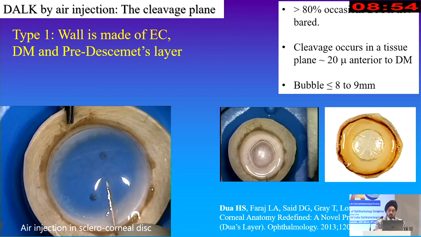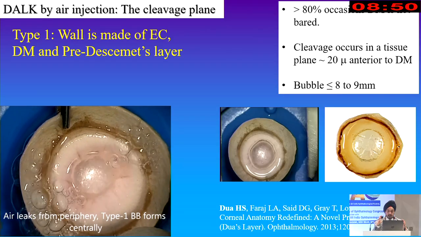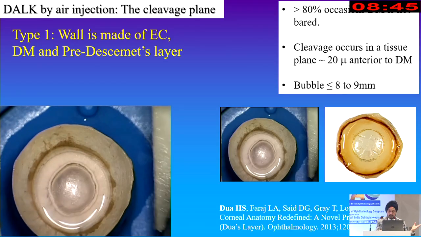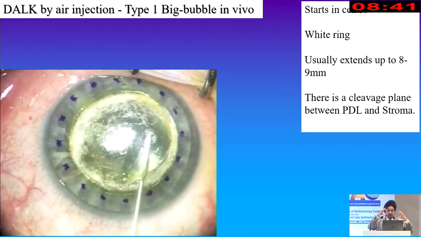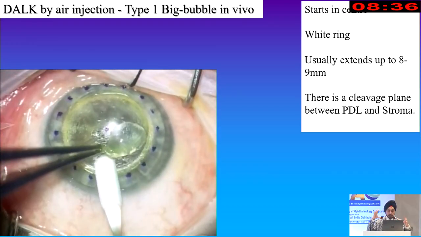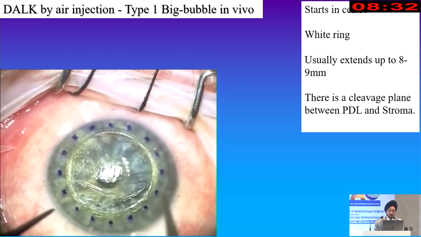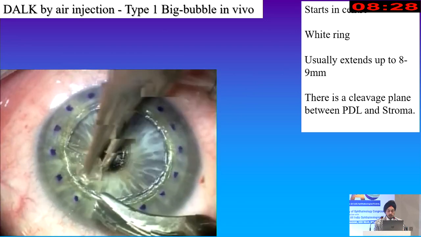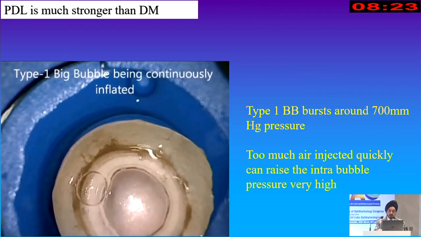Now, this is what happens in the human eye. You see that circular movement is coalescing in the center, lifts to form the type 1 bubble. And when we do DALK, as Nicholas just showed you, you're injecting air. Because there's a cut in the cornea, the air may not go to the periphery, but you get that bubble with a white ring. You take the top off, you puncture the bubble, release the air, cut it into four quadrants, and you take that and put the new cornea. So what you've exposed there is the anterior surface of the pre-Descemet's layer.